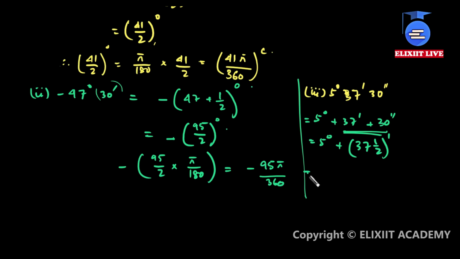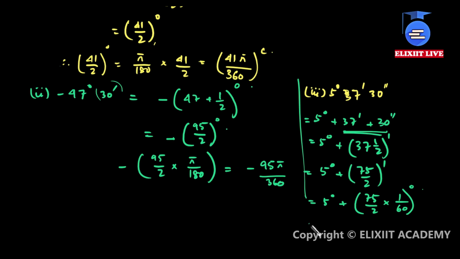So this is actually 5 degree plus 75 by 2 minutes. Now once again convert this 75 by 2 minutes into degrees. How will you convert? You have to convert minutes into degrees. So 75 by 2 into 1 by 60. 75 by 2 into 1 by 60. So 5 degree plus this thing.